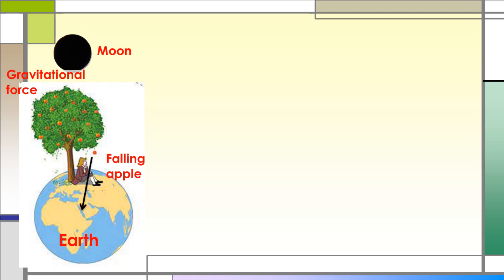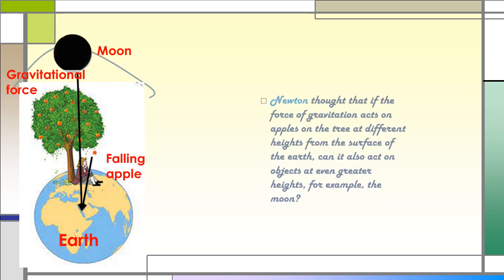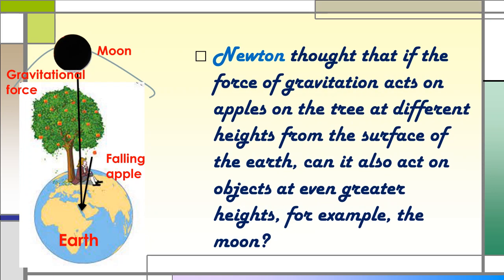Okay. So Newton thought that if the force of gravitation acts on an apple on the tree at different heights from the surface of the earth, can it also act on objects at even greater heights, much further away from the earth, like for example the moon, and can it act on even farther objects like the other planets and the sun? As we have seen in the previous slide, gravitational force is a universal force of attraction. That means it can attract any two objects in the universe.